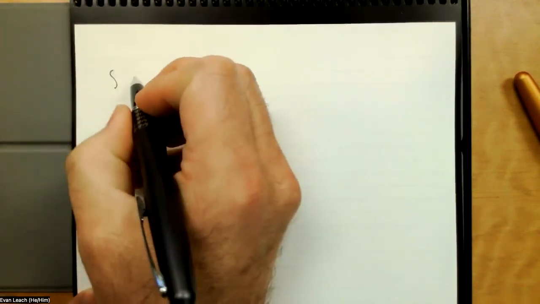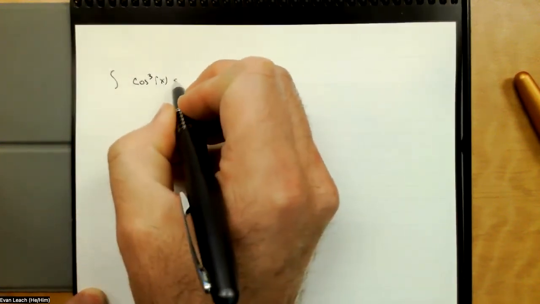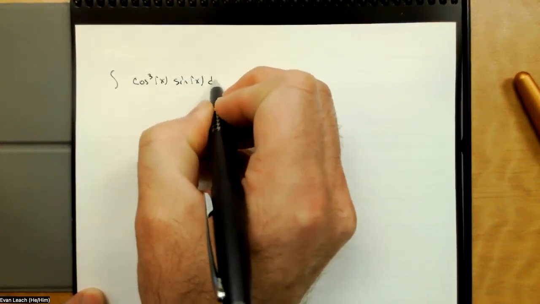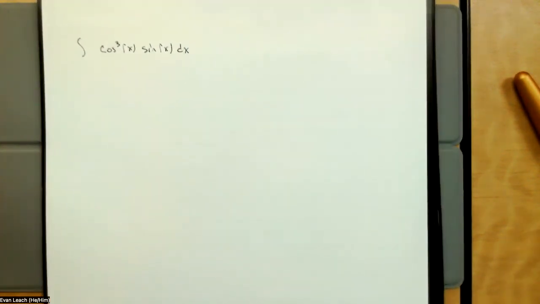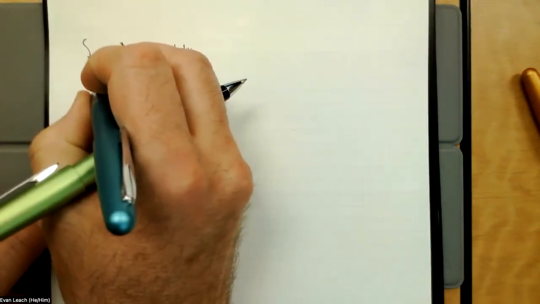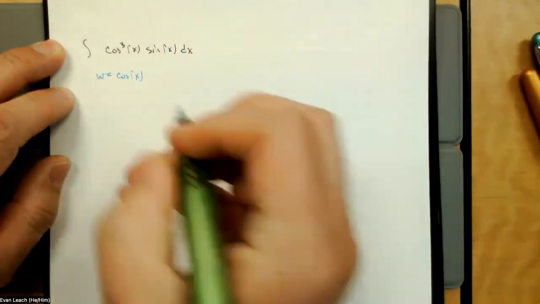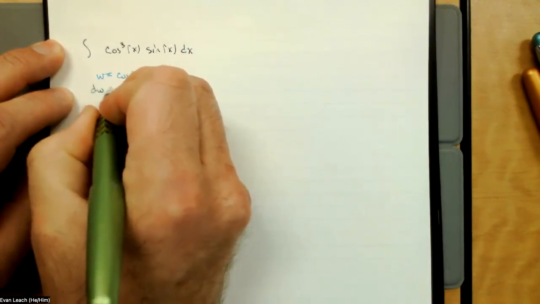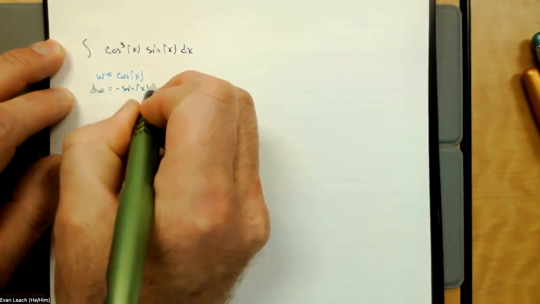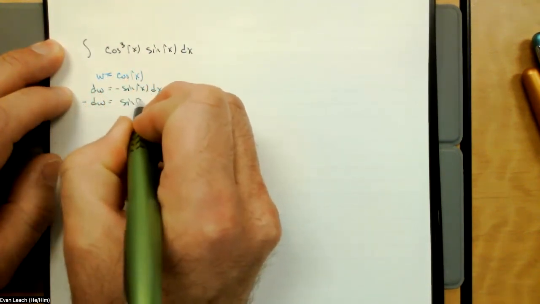So here's one in the category of stupid substitution tricks. Let's suppose we have the integral of cosine cubed x times sine of x dx. The strategy we used is to say that w should be cosine because it's being raised to the third power, and dw will just be that factor of sine. So w is cosine x, just like we did. dw is negative sine x dx, so negative dw is sine x dx.